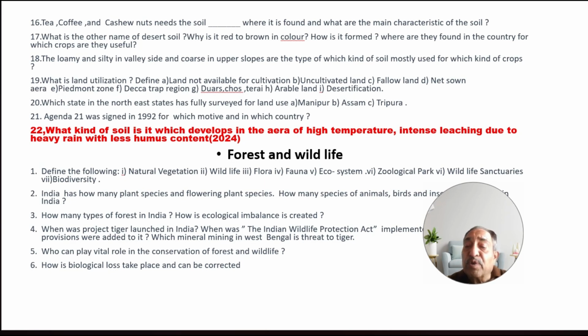ये 2024 का क्वेश्चन है जो मैं आपको देने जा रहा हूं. What kind of soil is it which develops in the area of high temperature, intense leaching due to the heavy rain with less humus content.